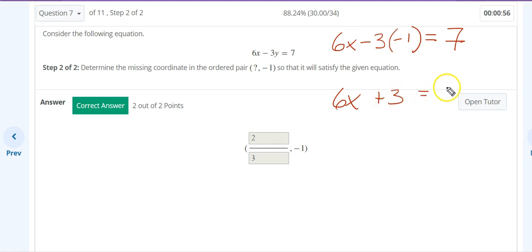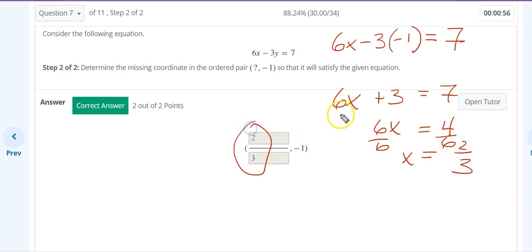We're going to now transpose the positive 3 to the other side, where it becomes a negative 3. So this becomes a 4, or just subtract 3 from both sides. And then when I divide both sides by 6, I get x equals that, or reducing that to 2/3, and that's what we want here.